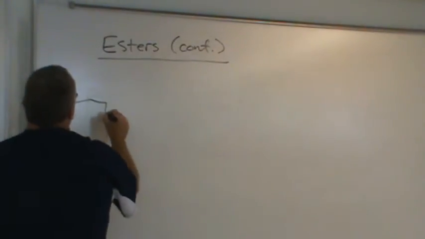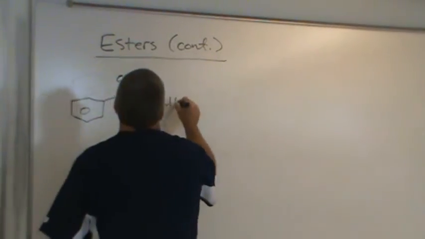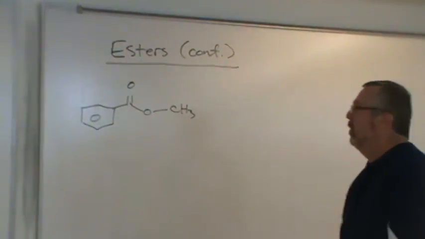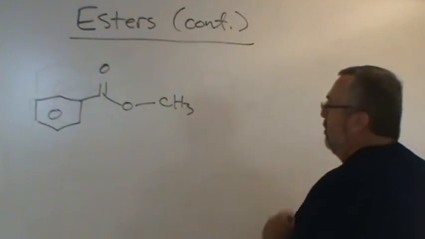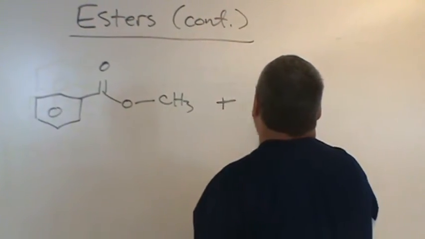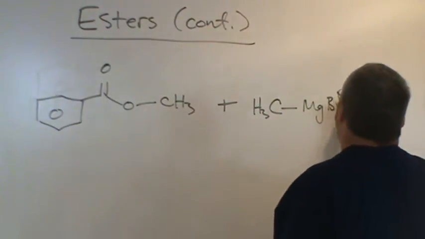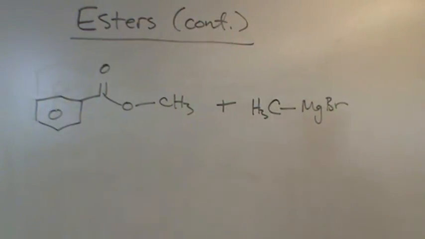So let me go ahead and put an ester on the board. I'll choose that same ester I used a few moments ago. This is the methyl ester of benzoic acid, and I'm going to react it with an organometallic. Let me go ahead and choose a methyl Grignard reagent, methyl magnesium bromide.